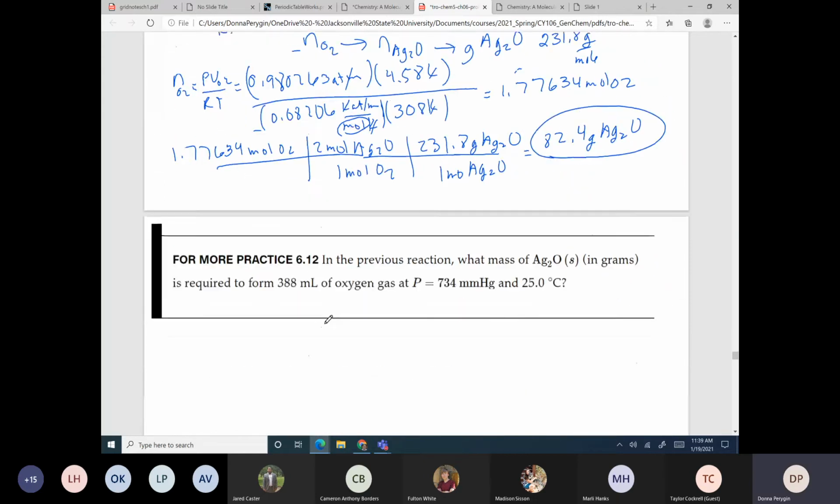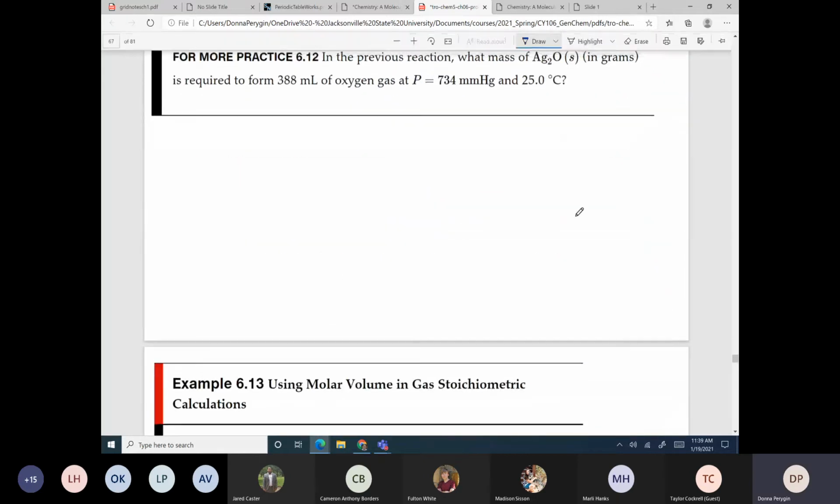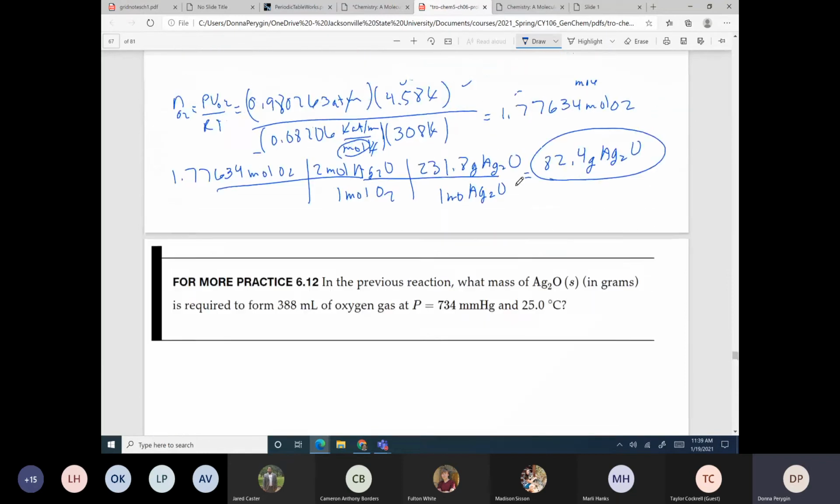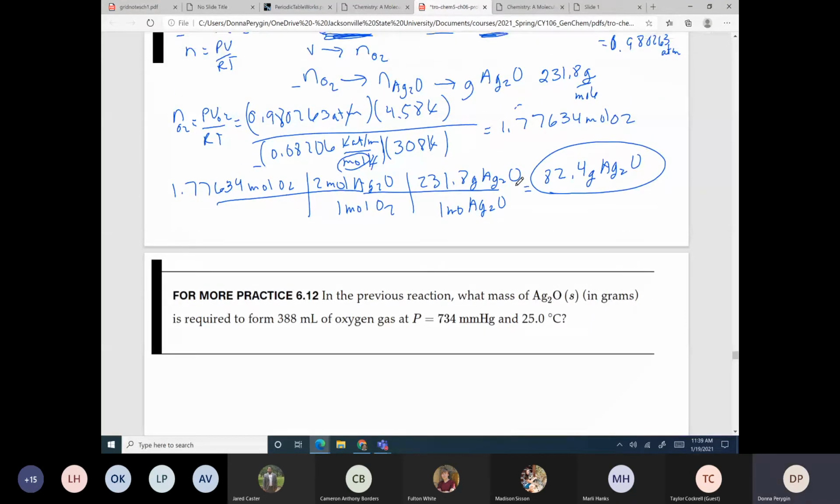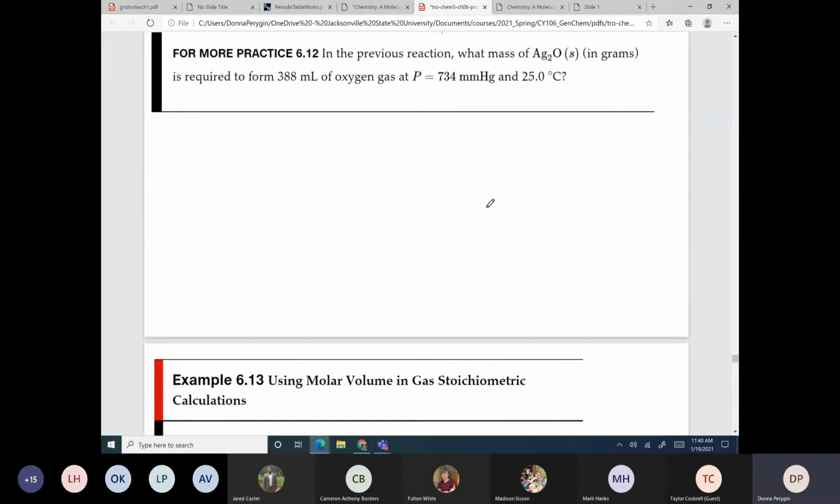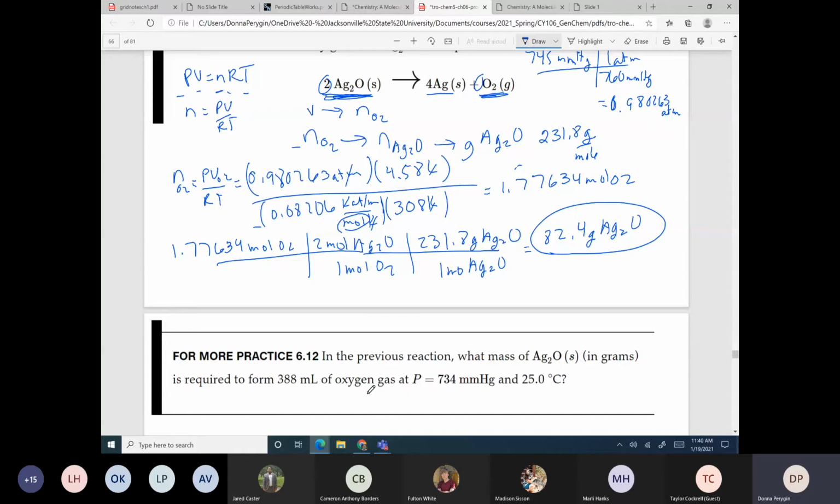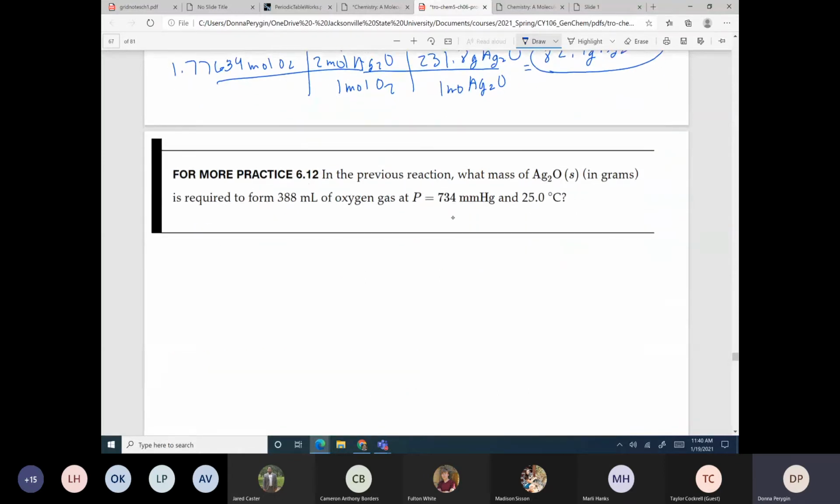Okay, so let's see if we want to do this one. In the previous reaction, what mass of Ag2O in grams is required to form 388 milliliters of oxygen at this pressure and temperature? Okay, so that's 6.12, more practice. All right. So we got the same balanced equation. So we're still forming oxygen. So that's a 2 to 1 ratio. Let's just write that down.